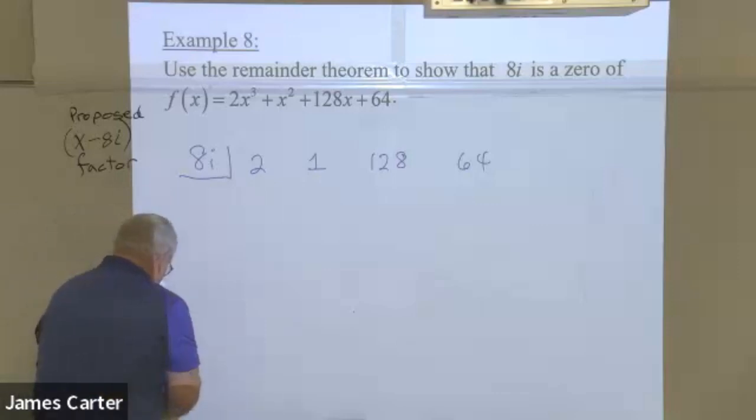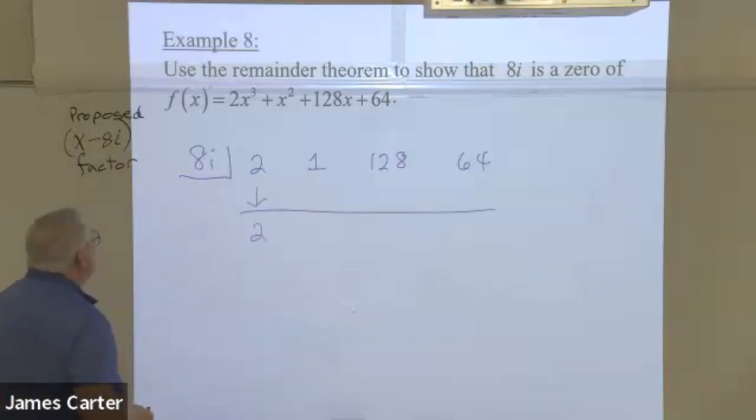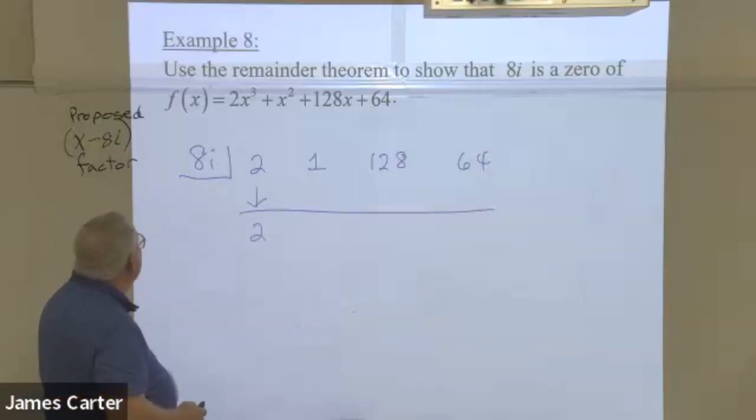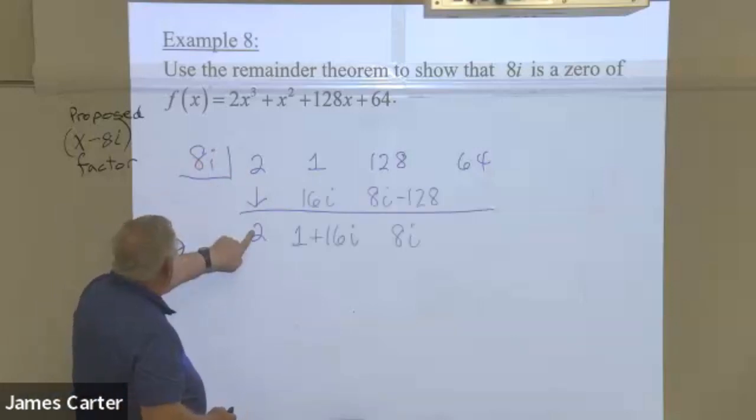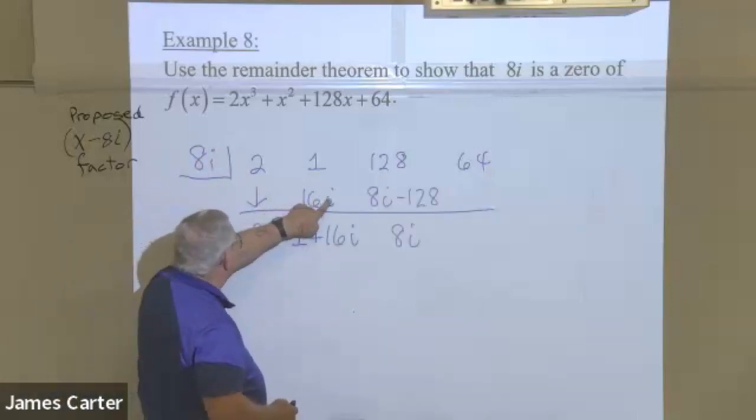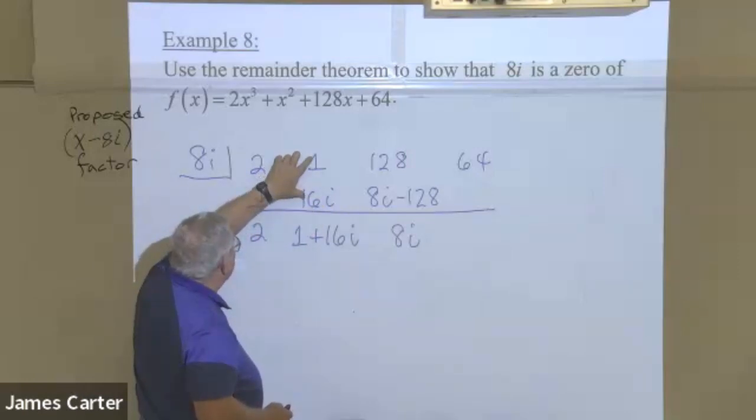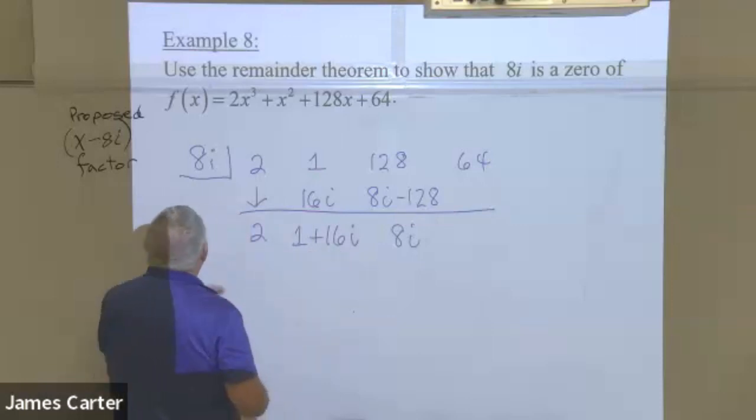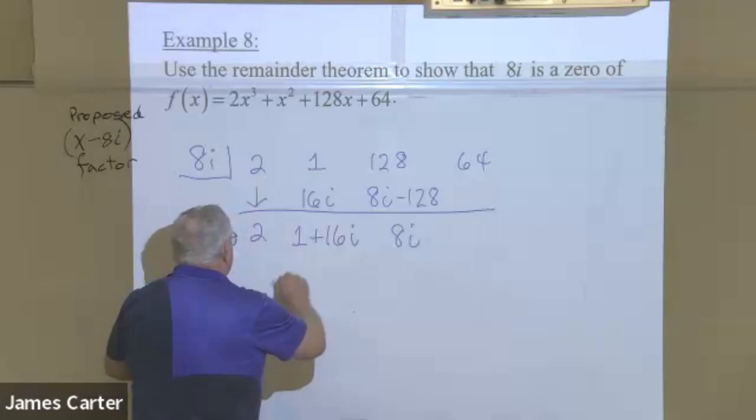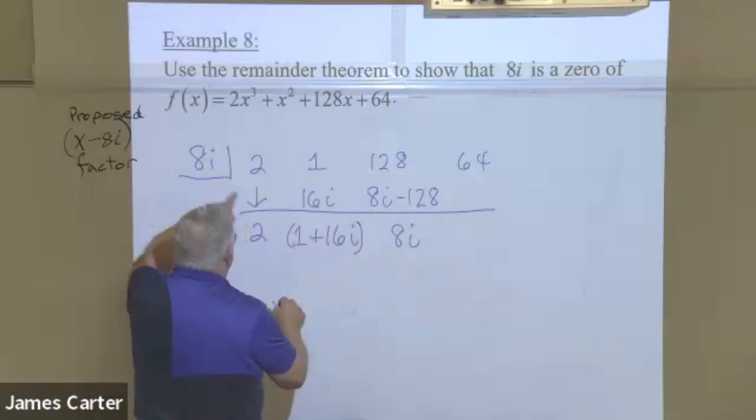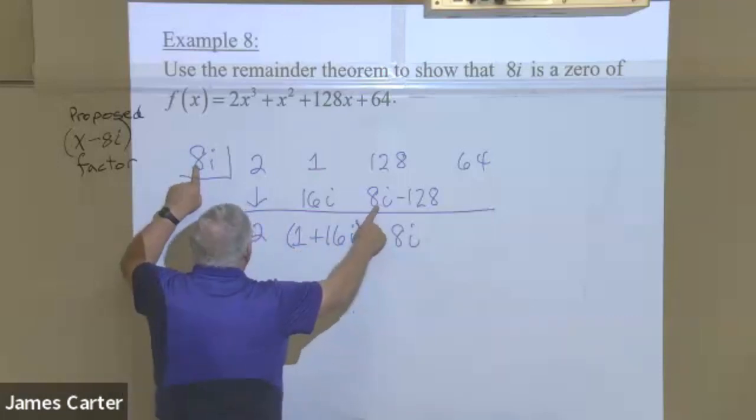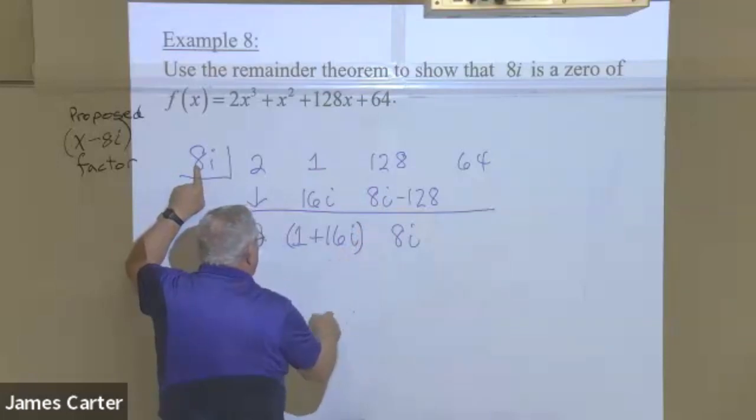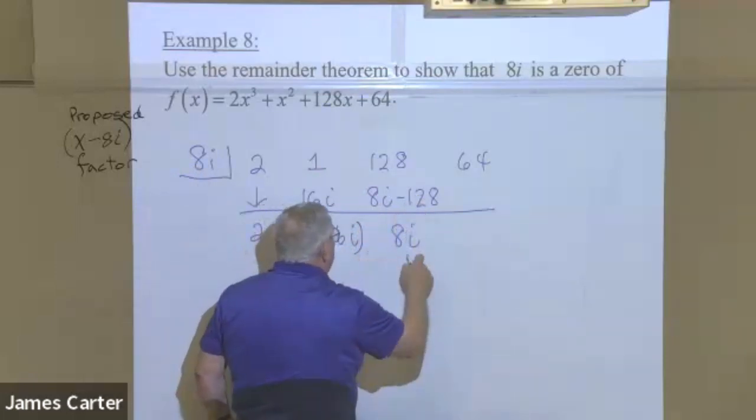All right, so let's go through this. This one's going to be somewhat similar to the radical one that we did a moment ago. Bring down the first term, I multiply, I get 16i. These are unlike terms, so when I add them, I get this. So now what I have to do is, by distribution, multiply this, okay? That gives me the 8i, and this gives me this 128 right here.